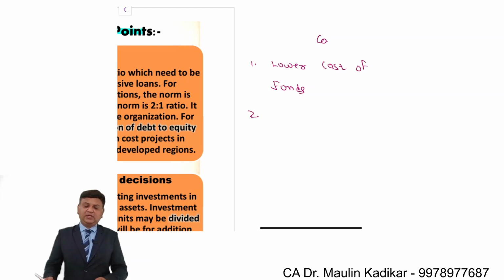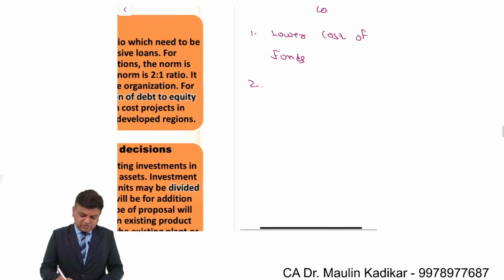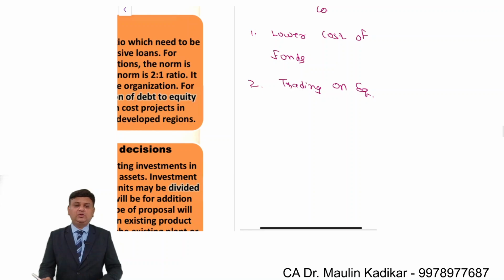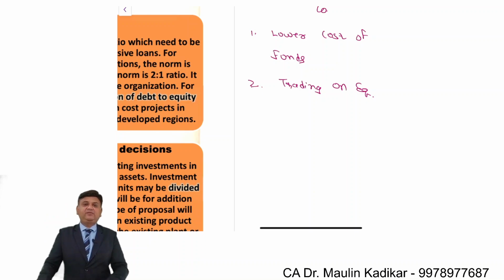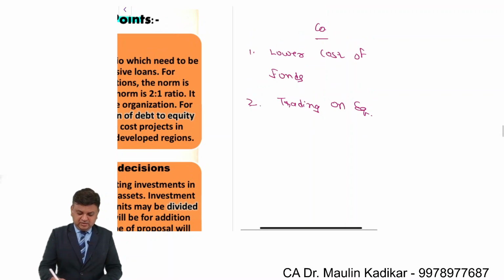Second, further, you have an advantage called trading on equity. Trading on equity means you are required to pay interest at the fixed rate, and you are earning at a higher rate. So whatever the excess earning that you have goes to the equity shareholders, and with that the return on equity increases. So these are the advantages that you have, and what are the disadvantages to the company?